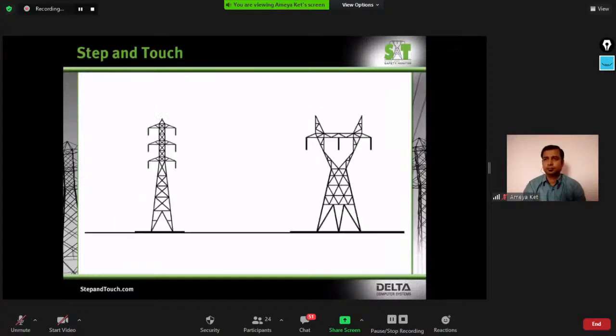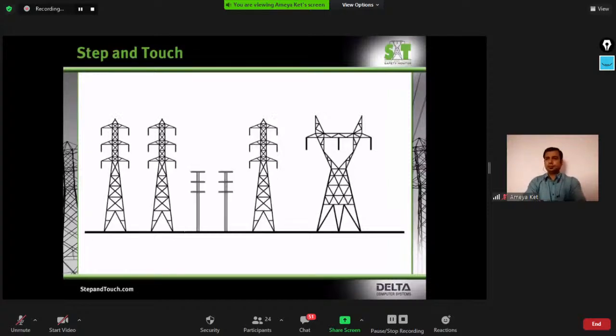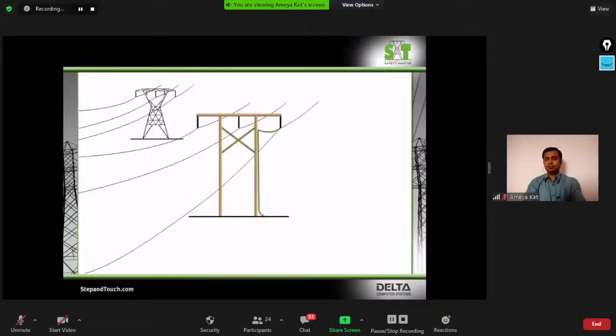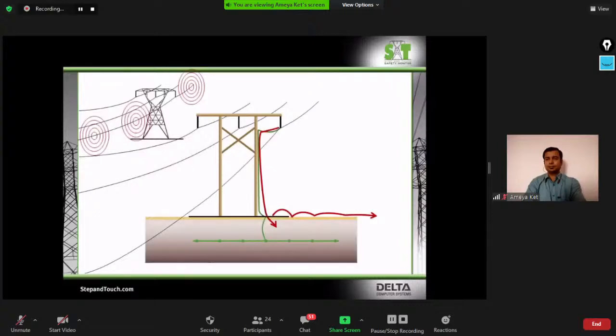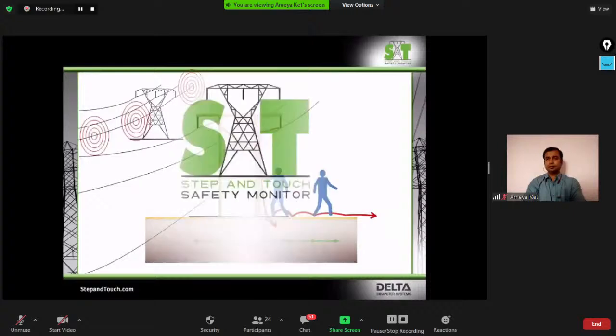Continuously monitoring step and touch potentials is becoming ever more important as power corridor crowding increases. Electromagnetic coupling from close parallel live lines can result in grounded, de-energized power lines building up dangerous voltage levels. Poor earth grounding situations coupled with changing soil conditions, such as drying during the course of the day, can create a perfect scenario for hazardous step and touch potentials.